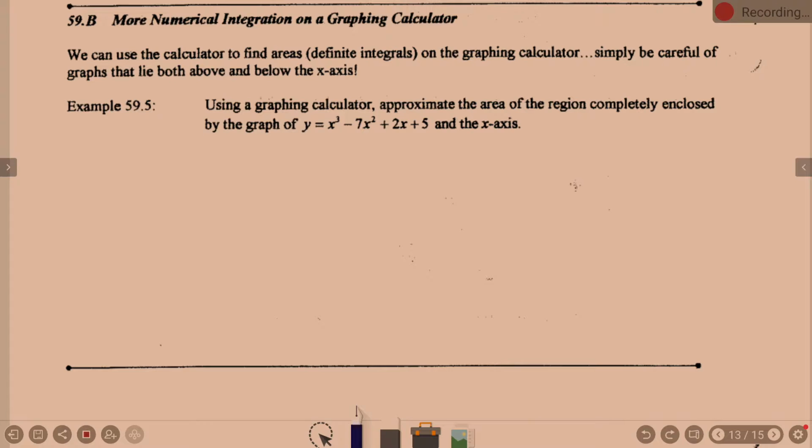Okay, we can use the calculator to find areas on the graphing calculator. Simply be careful of graphs that lie both above and below the x-axis. So using a graphing calculator, approximate the area of the region completely enclosed by this graph. This graph is not graphable by hand in the specifics we need it. It's graphable by hand in general, you know the shape of it, but we need some specifics. So if you haven't already, you need to graph this one.